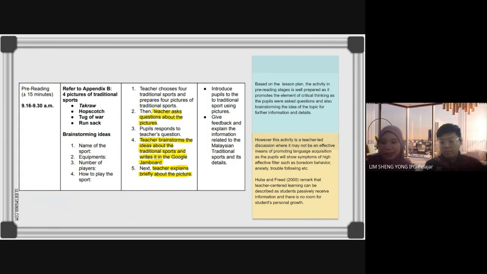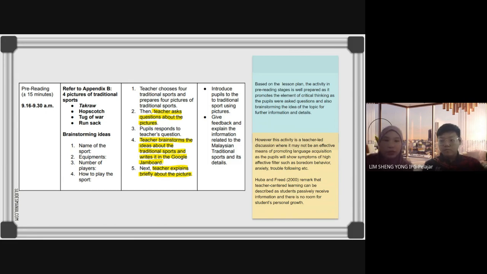Okay, however, this activity is teacher-centered and teacher-led discussion, so it may not be effective for the students to promote language acquisition, as the pupils will show symptoms of a high affective filter such as boredom, anxiety, and trouble following. They will not be able to answer the questions because some of the students may not know what to say or have information about the sports introduced by the teacher. Hence, they will show the symptoms of a high affective filter, as I mentioned just now.